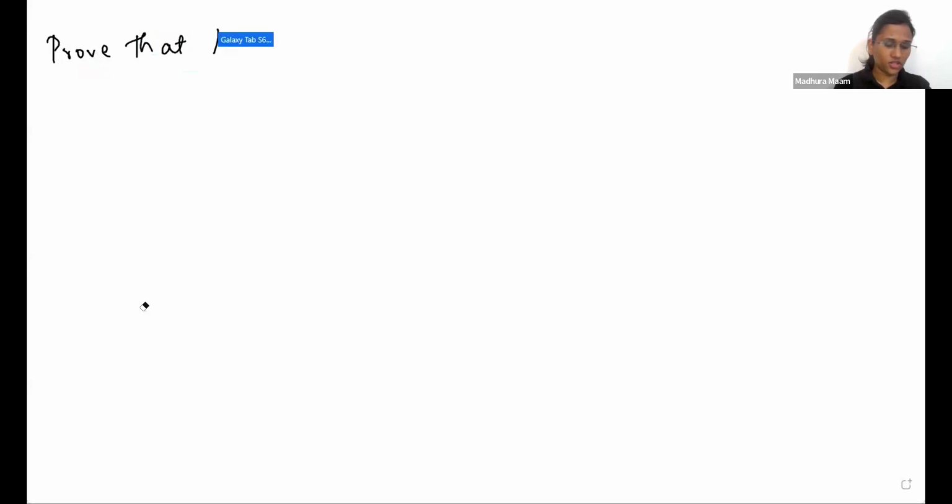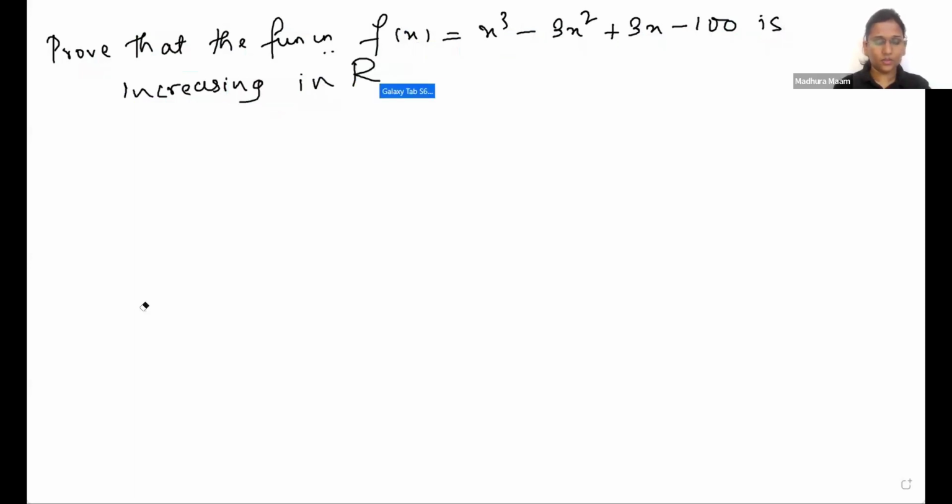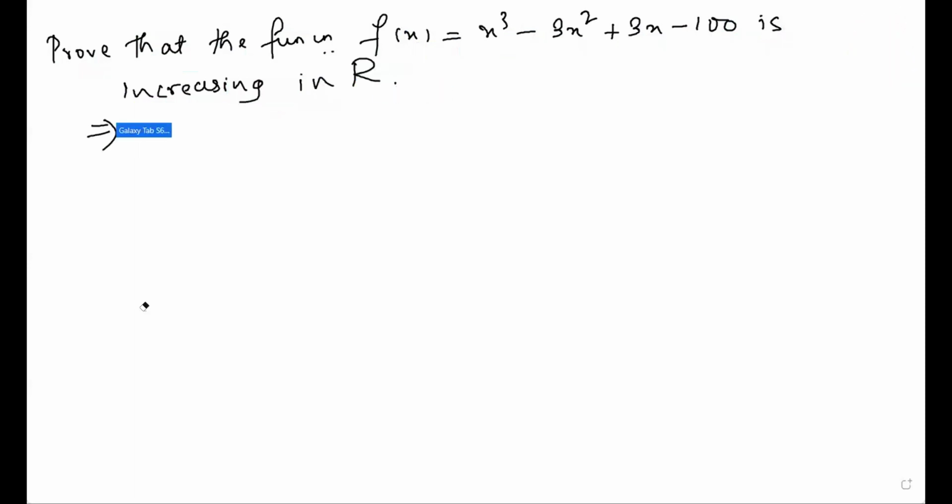Prove that the function given by f of x equals to x cube minus 3x square plus 3x minus 100 is increasing in R. Tell me what is the meaning of R? Which set is R? Set of real numbers. So what they are telling is prove that this function is increasing on R.